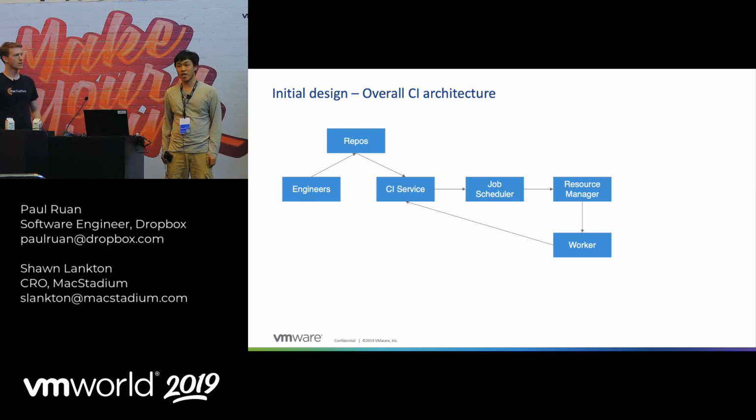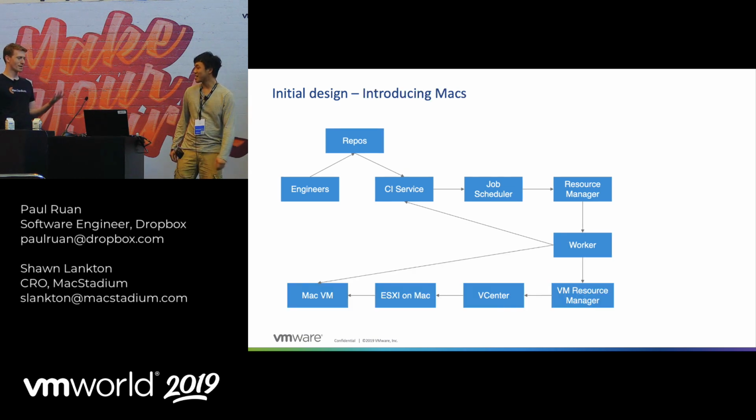So the worker node is responsible for, in general, spinning up a container or VM to run the load on and report results back to the CI service. In most cases, we can spin up a local container on the worker. It's a bit more complicated when we need Mac VMs. So this is what you built.